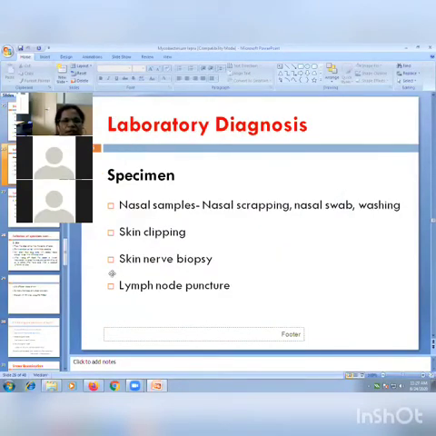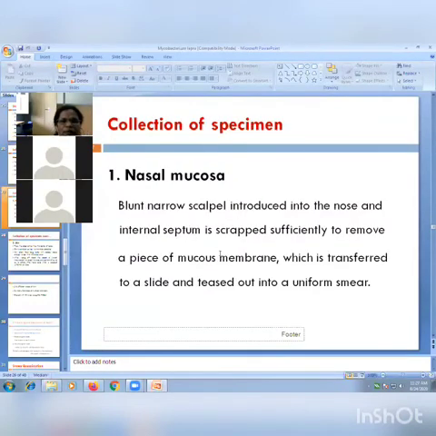These are the specimens. Nasal samples are typical samples we can collect: nasal scraping, nasal swab, and nasal washing. Skin clipping is the proper sample, also called skin nerve biopsy. It is difficult, but we can collect it, and lymph node puncture. Out of all these, the first two are easy samples to collect. But usually skin clipping is taken from various sites: ear lobes, buttock, thigh. From the hypopigmented patch we can collect the skin clipping.